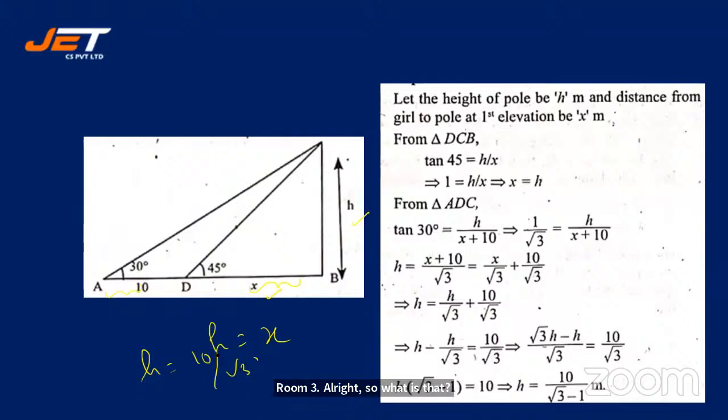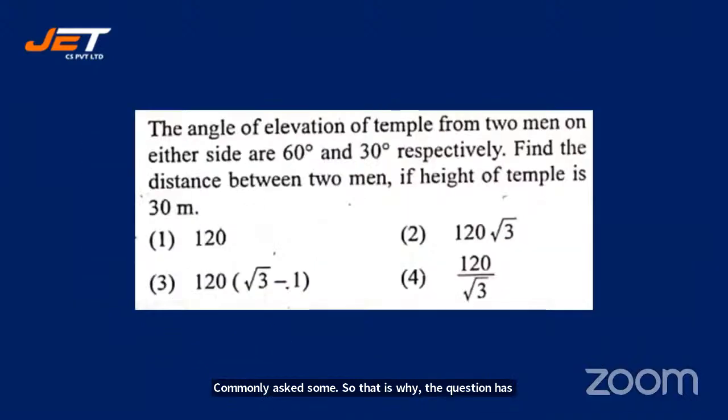Fine. And h times root 3 minus 1 is equal to 10. And finally, you land up with the value of h as 10 by root 3 minus 1. So the option is 1. All right, students, please make a note of this. It's a very commonly asked sum, so that is why the question has been taken for you. Let's move on to the next question.